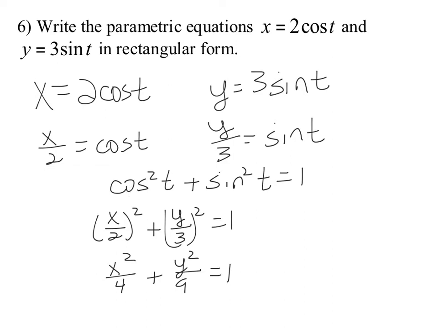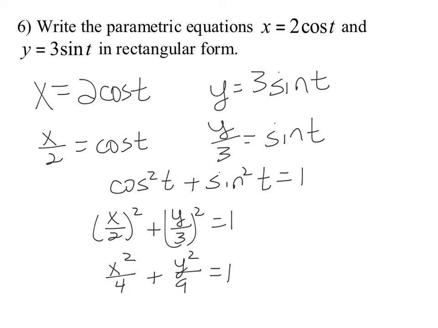So I substitute it in and I write x over 2, the quantity squared, plus, and then I do the same thing for sine, y over 3, the quantity squared, equals 1. So all I've done is I've substituted what I solved here into this Pythagorean identity. And then I can simplify this.